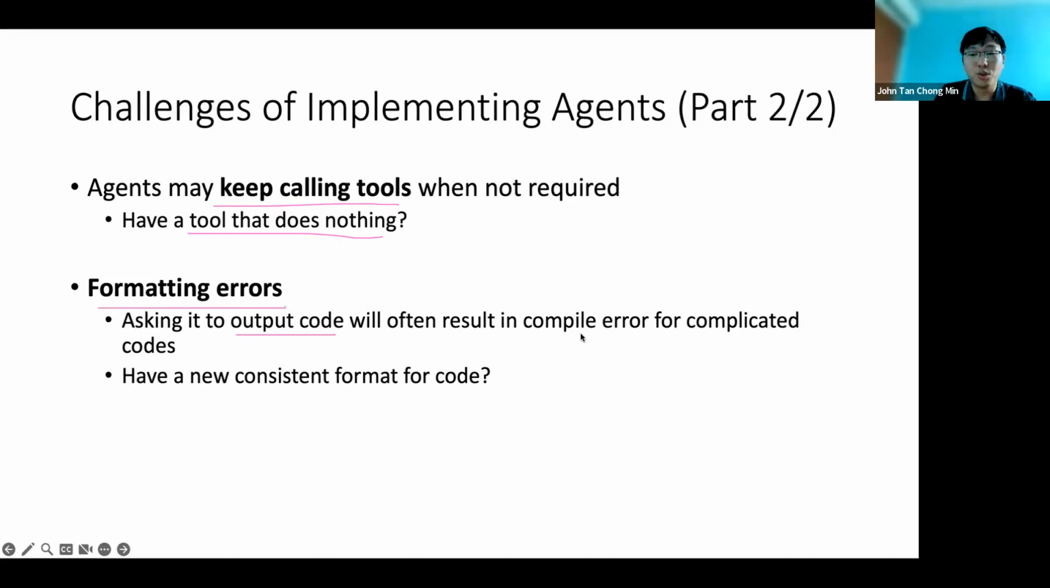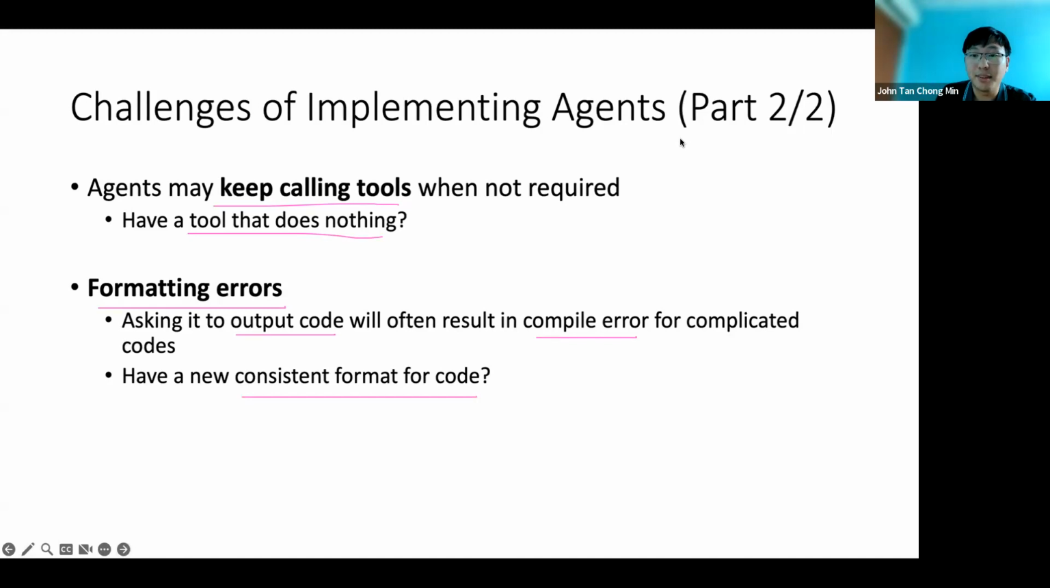Formatting errors. Output code will often result in compile errors. How about a level of code that is more abstract, like a sequence of functions, like what the machine is doing? This is what I'm working on for the ARC challenge as well, a more consistent format for code. If we want to use code as tools or as skills, I believe that using naive Python or JavaScript code is not a good approach. Rather, if you can make the code a bit more consistent, a more abstract format for your use case, I think that is better.